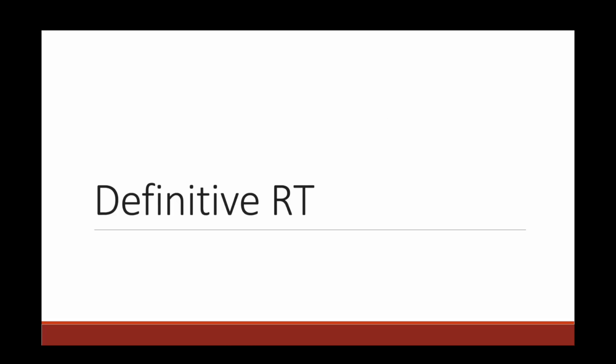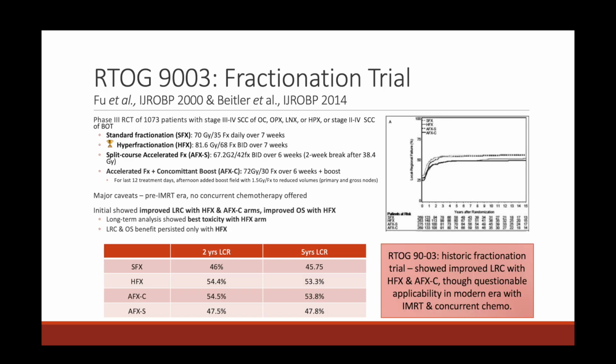Let's pause there for a minute and take a look at some of the evidence for why we dose the way that we do when it comes to definitive radiation. The most classic trial in head and neck cancer that looked at different fractionation regimens is the trial known as RTOG 9003. This is a historical fractionation trial, but it looked at patients with different types of head and neck cancer, including oral cavity, oropharynx, larynx, hypopharynx, and it randomized them to 4 different fractionation regimens for treatment of their cancer. This is a very old trial.